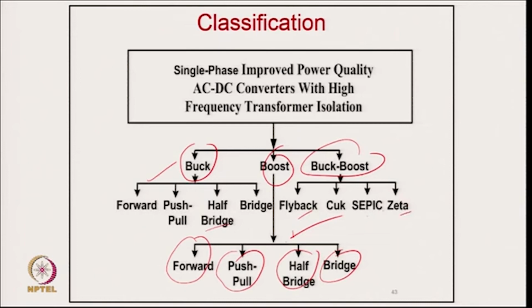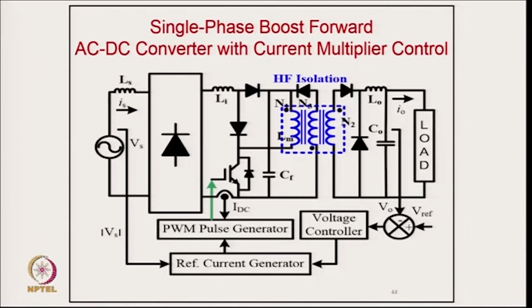So, these names describe how they are converting from AC to DC. If boost, it means you are boosting the voltage from input to output, normally used for getting a constant output voltage even when input voltage varies. Otherwise also, the input voltage because of AC will be varying over a wide range, and in a buck converter the output voltage you are reducing. So, coming to the single phase boost isolated forward converter.